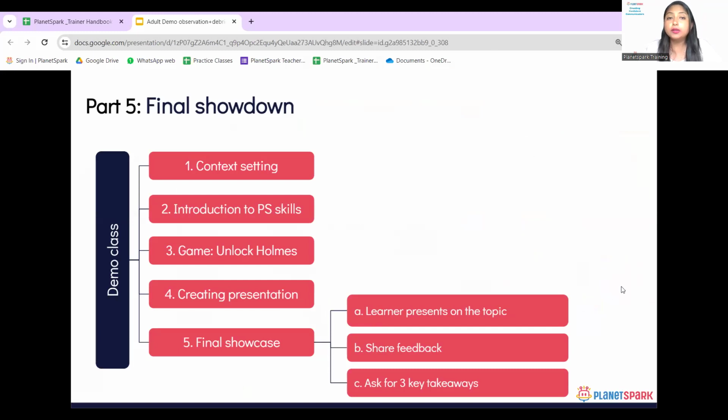Now, many of you must be wondering, where should we use SparkX in this? I would suggest you to use your SparkX in context setting when he is giving the introduction. Actually, it should be after introduction to PS skills. You can just tell him to introduce himself for like 1 minute. It won't take much time. Okay.